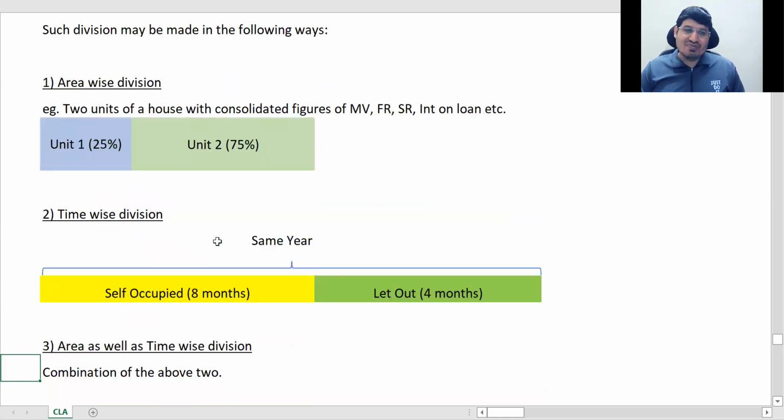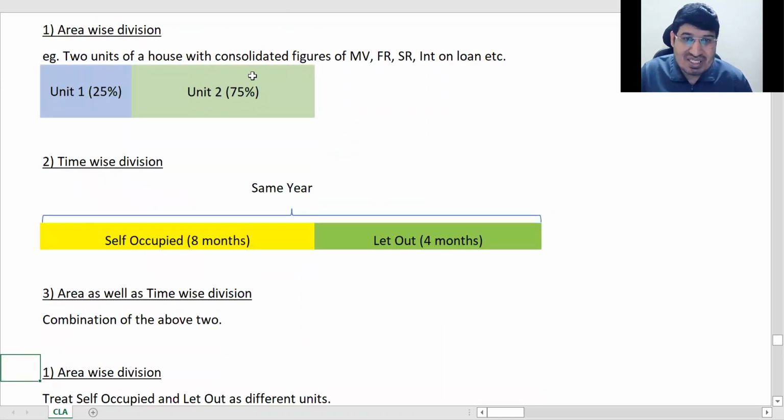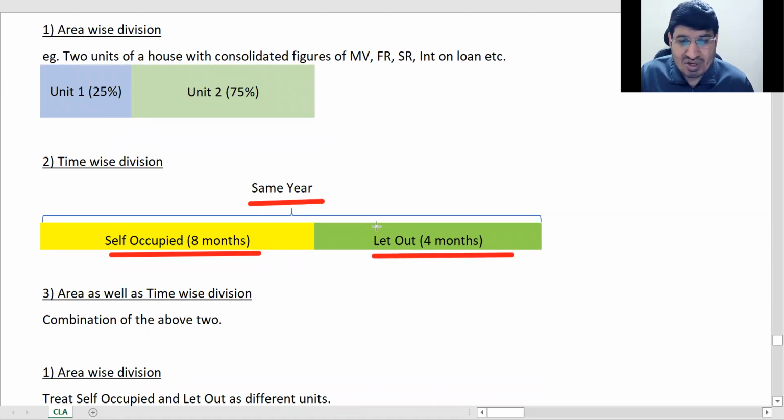Okay, area-wise division. Second is time-wise division. In this case, I've got one house, but I have self-occupied it for 8 months, and let it out for 4 months. If you let it out even for 1 day, then that property is computed as let out. Then it no more has any benefit of self-occupied.